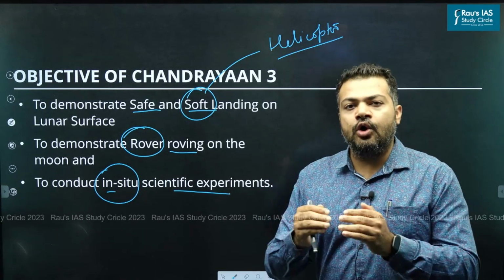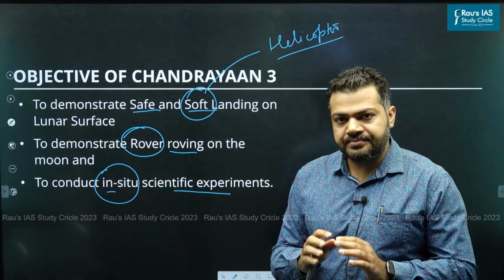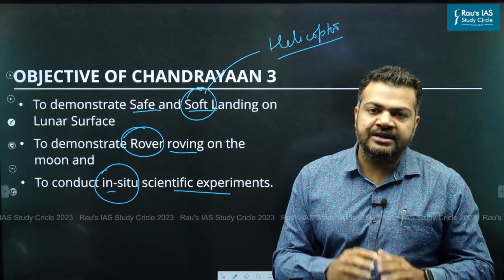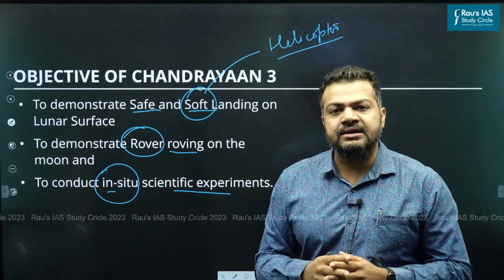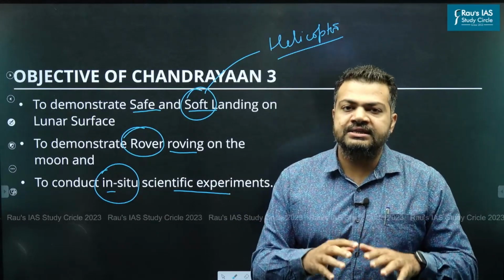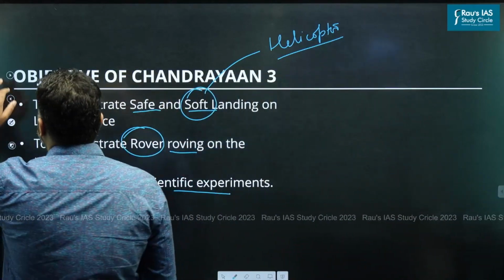In situ means on-site scientific experiments. So for the first time, as we have landed on the moon surface, our Chandrayaan-3 rover and lander will perform on-site scientific experiments on the moon surface, right? And those experiments we'll be looking at in a short while.